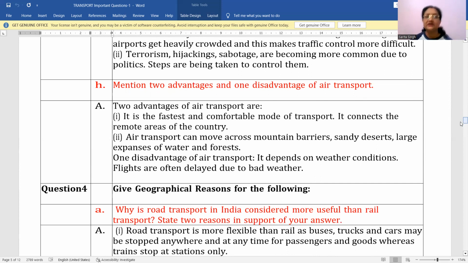It can move across the mountain barriers and sandy deserts, large expanses of water and all. So without any problem, it just crosses over that entire area. Okay, so these are the advantages of it. And one more thing here you can add, it is fastest means, तो आप ये दे सकते हो कि for any emergency, suppose we need to provide any medical aid somewhere, right?